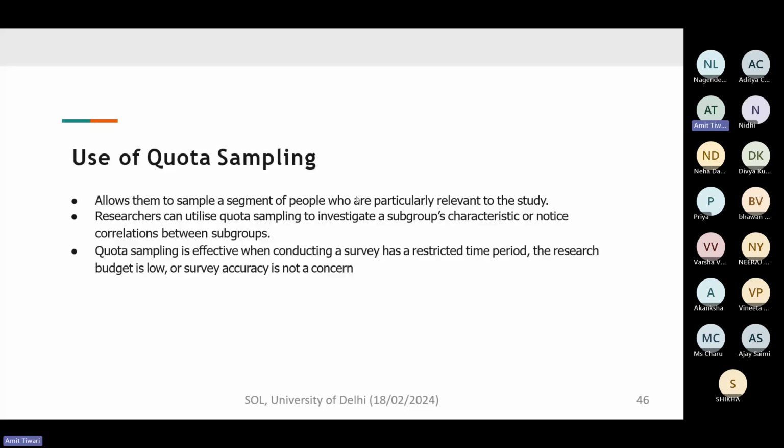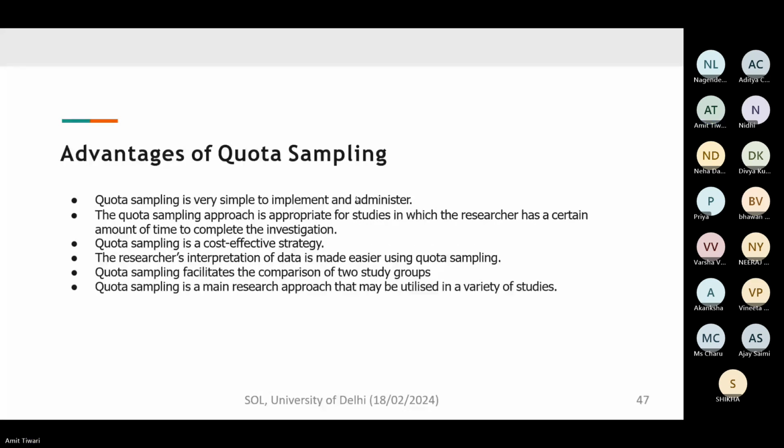Then it is simple to administer, then cost effective, and quota sampling is also used when you have to complete the research quickly. Then multiple study groups can be merged or compared using quota sampling strategies.